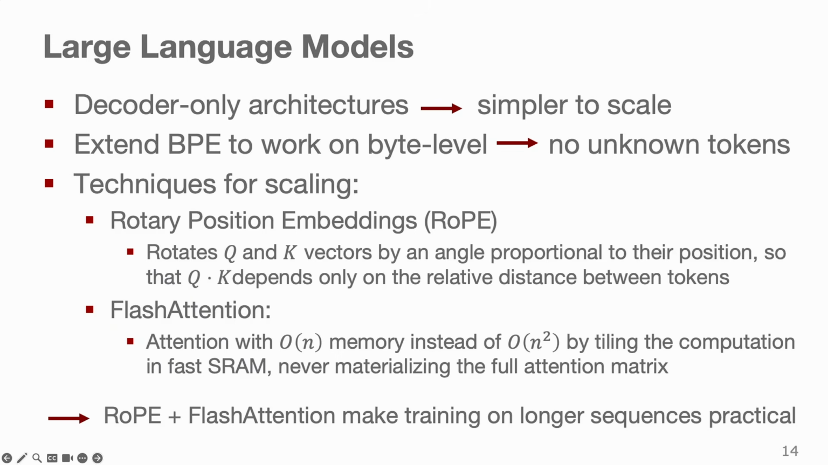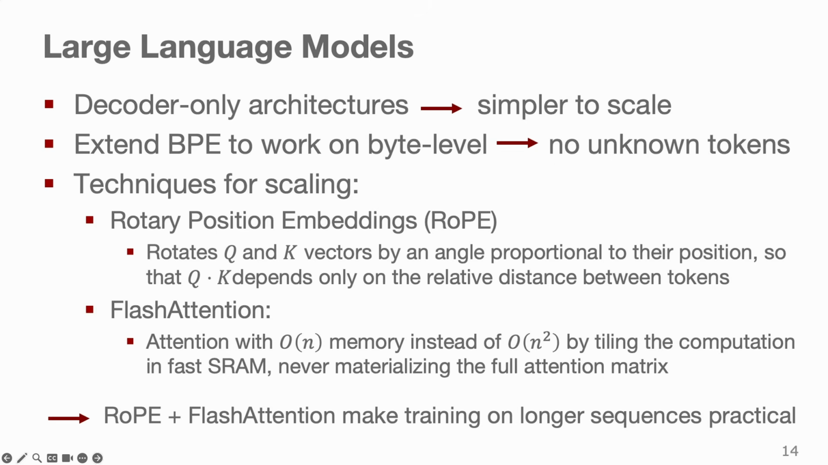All right. So how did we get from the original transformer to scaling these large language models? I want to briefly touch upon a few engineering decisions that made them work at scale. The first is architectural simplification. So modern LLMs like GPT drop the encoder entirely and use decoder-only models.